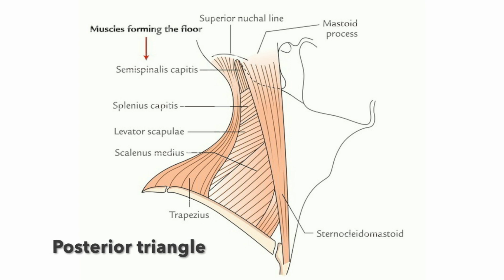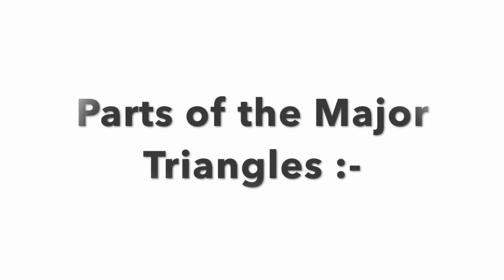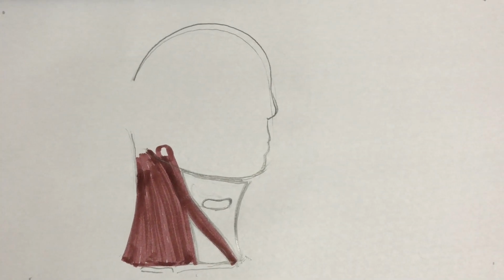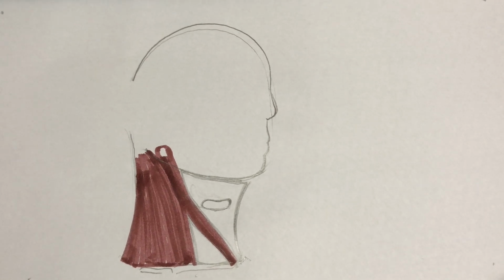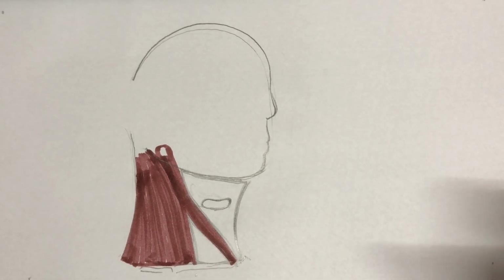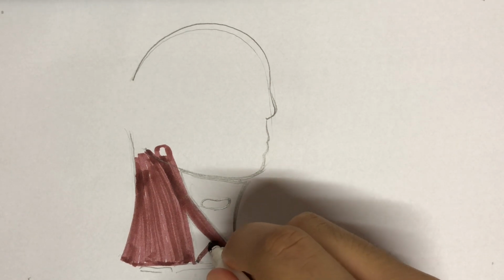This image also shows us the floor of the posterior triangle, involving semispinalis capitis, splenius capitis, levator scapulae, and scalenus medius. The posterior triangle is further divided into two regions, the occipital region and the supraclavicular region, by the inferior belly of the omohyoid muscle.